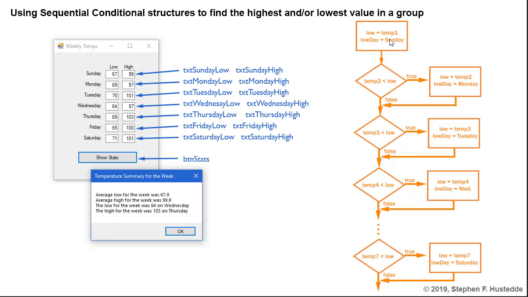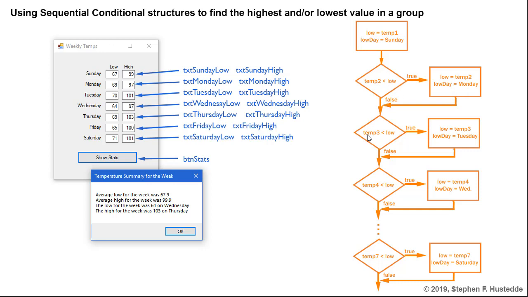So in doing the low, we set Sunday as the low day, and then we're going to compare, is Monday's low temperature lower than the low that we have specified? We're not comparing it to the Sunday temperature, we're comparing it to the low temperature, which at this point is the Sunday temperature. But if that Monday temperature is lower, then we're going to set the low to that temp, and we'll set the low day to Monday.